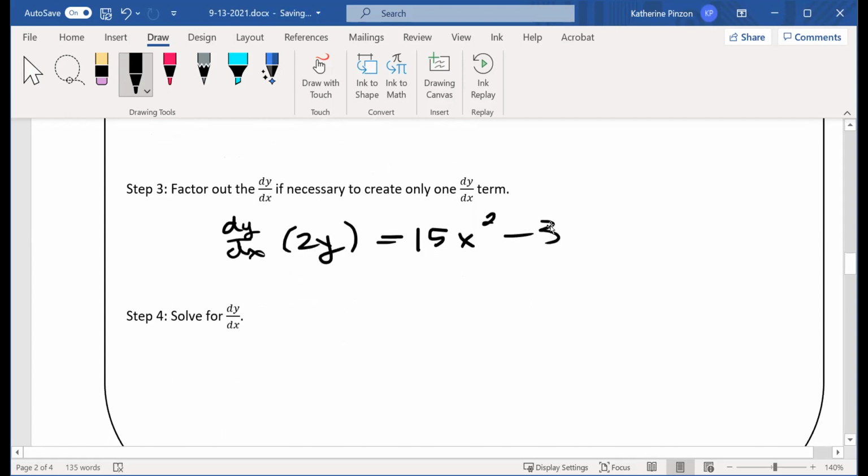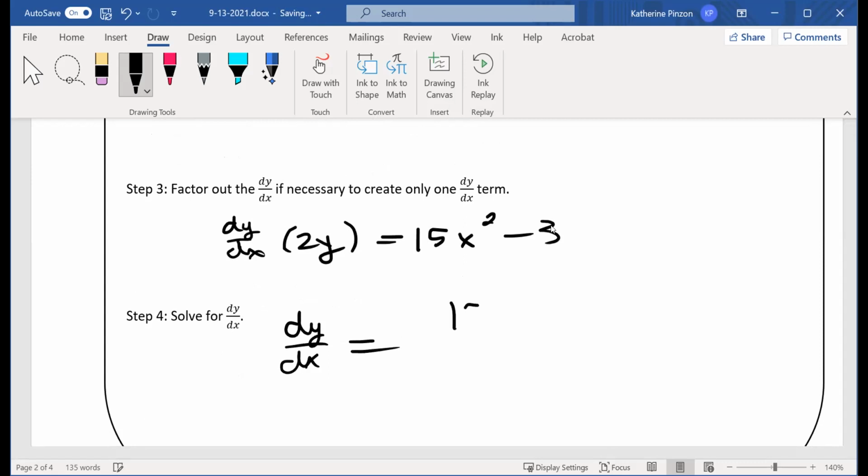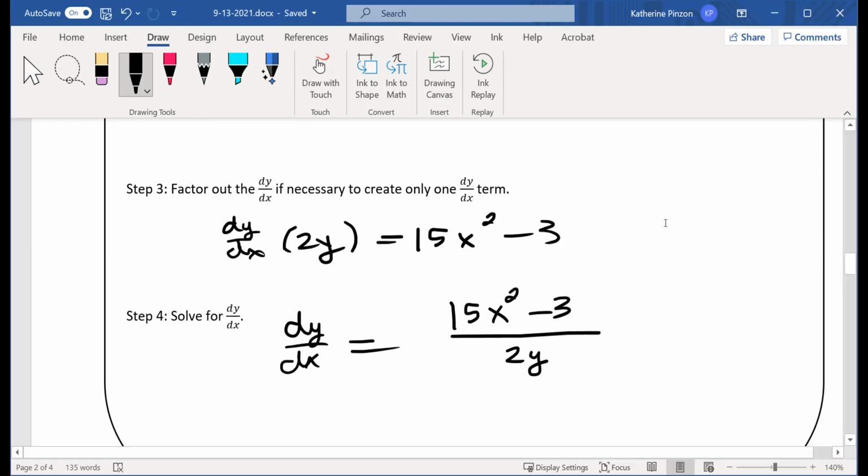Okay, solve for dy dx. How do I solve for dy dx? Yeah, divide by all that stuff. Divide by that 2y. 15x squared minus 3 divided by 2y. Notice that in this case, your derivative has x's and y's in it, right? So when you use implicit differentiation, your derivative will have x's and y's in it. That's okay. If we wanted to, we could replace y by going back up there and solving it. But a lot of times we won't be able to solve for y, so we'll have to just leave our answer with x's and y's in it together. That's it. We're done.